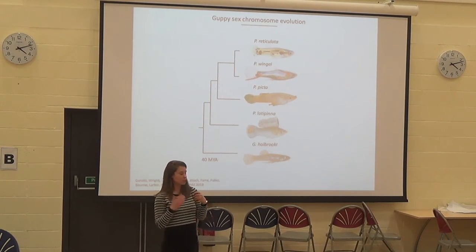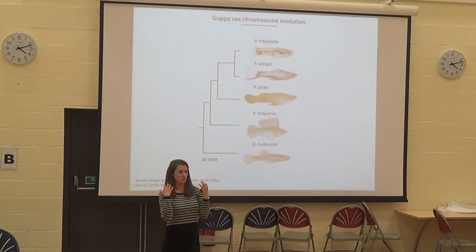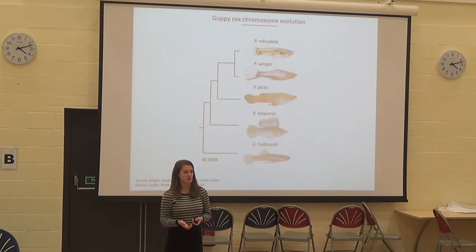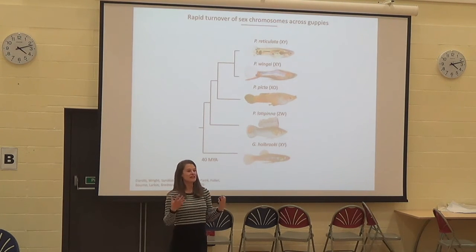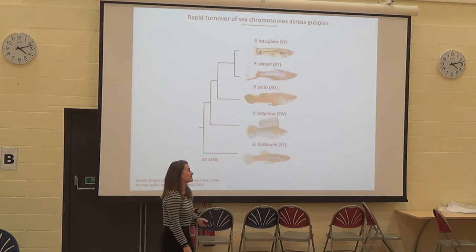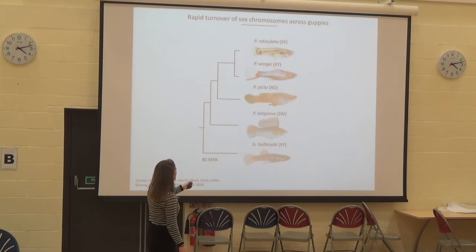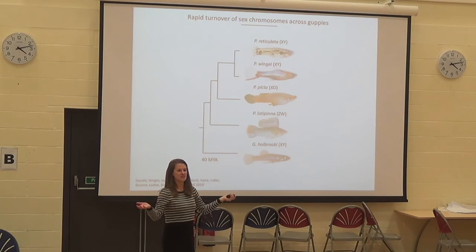So again, we took samples from males and females of each of these different species. We identified the sex chromosomes, and then looked to see how they vary across these different species. And again, we were super excited because it's really, really diverse, and they've evolved new sex chromosomes in this group. So these two guppy species have XY chromosomes, and it's the same XY. But then you move to only about 30 million years ago. Picta lost its Y chromosome, doesn't have one.